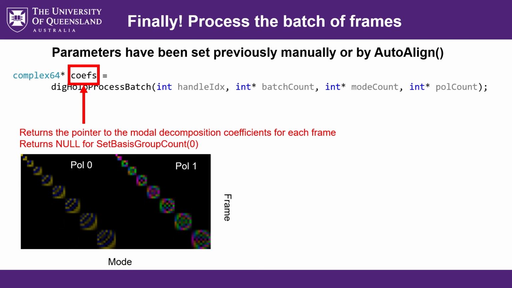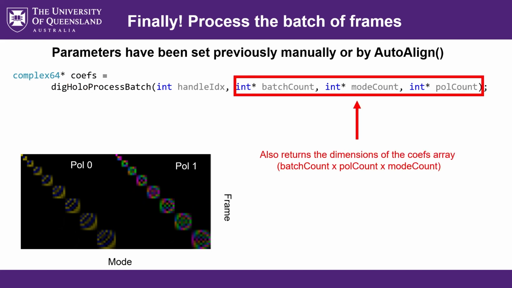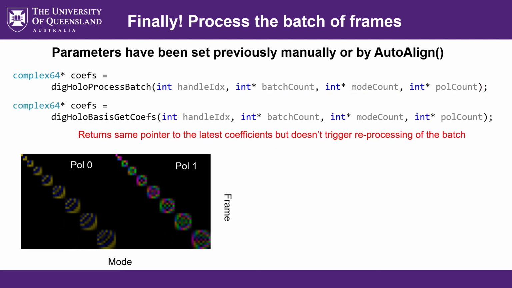And that function also returns the number of frames processed in the batch count, as well as the number of modal and polarization components. That is, it returns the dimensions of the coefficient array that the function returns. You can also call digHolo basis getCoefs. That will return the same thing, but it doesn't trigger another run through of the processing pipeline.